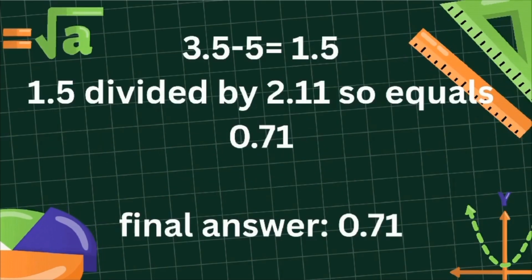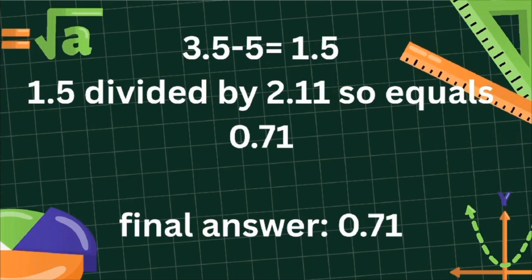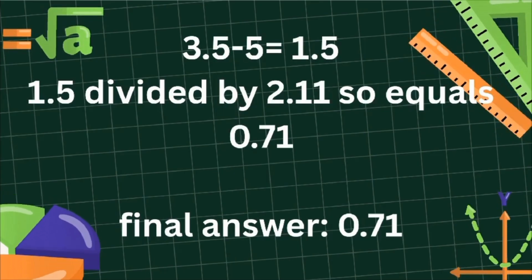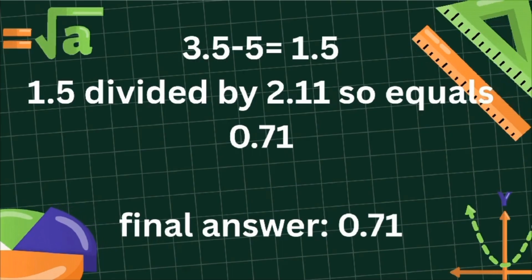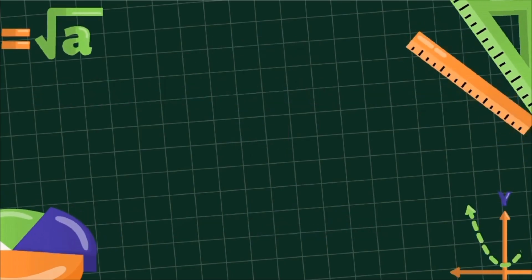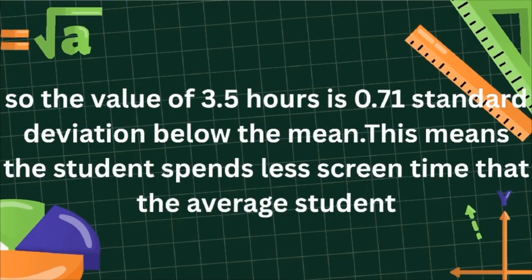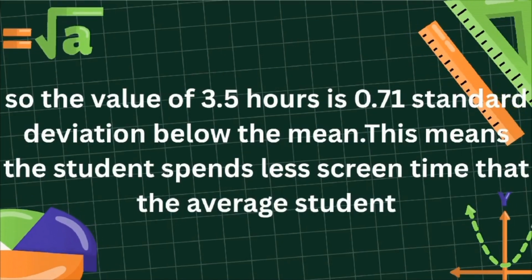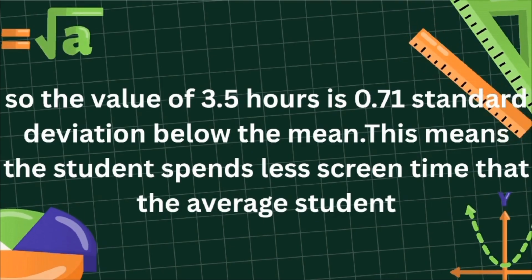So, 3.5 minus 5 equals negative 1.5, so 1.5 divided by 2.11 equals 0.71, so the final answer is 0.71. So the value of 3.5 hours is 0.71 standard deviation below the mean. This means the students spend less screen time than the average students.